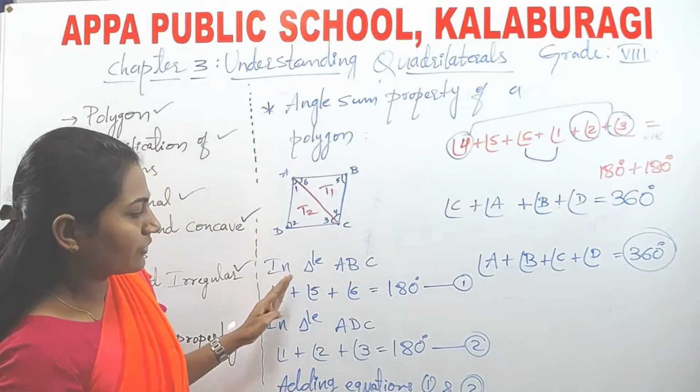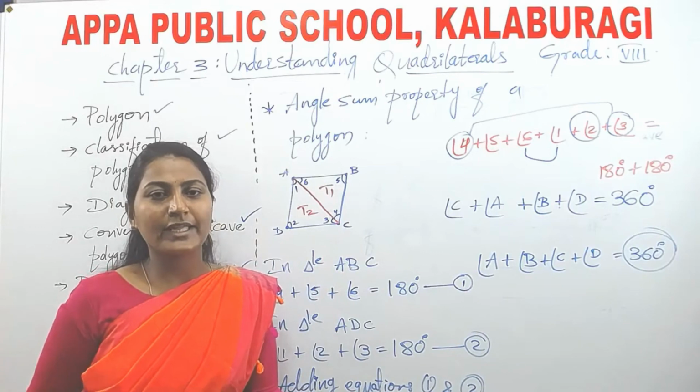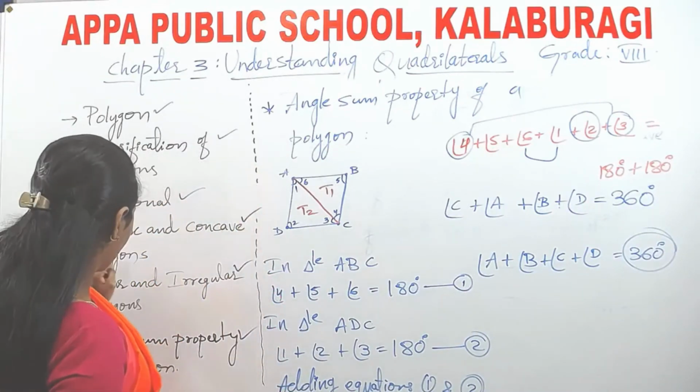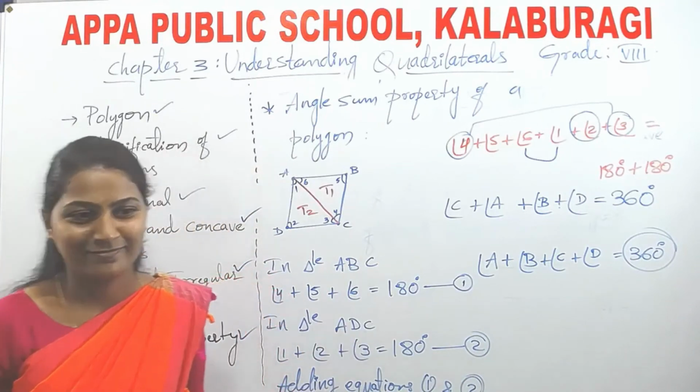The angle sum property of a pentagon, hexagon, up to the n-gon, we will see in the next part. So for today, these are the points. We'll continue in the next part.